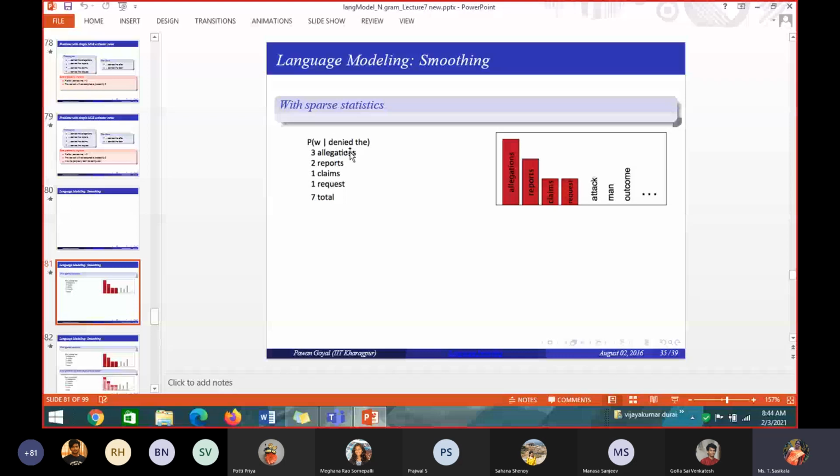Reports given the denied the is 2 times, request given the denied the is 1 time. So totally 7 times, 7 sentences are there in my corpus.